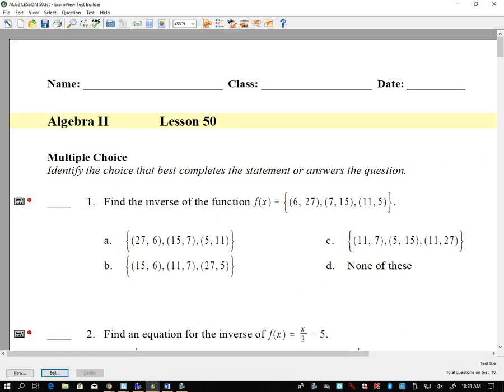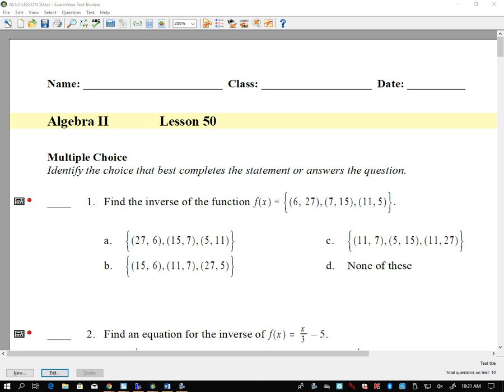Okay, here we go. It's going to start off with something pretty easy. We want to find the inverse function of (6,27), (7,15), (11,5). What's the inverse of (6,27)? (27,6). What's the inverse of (7,15)? (15,7). What's the inverse of (11,5)? All right, so my answer comes out as A, right? Okay, easy. No problem there.